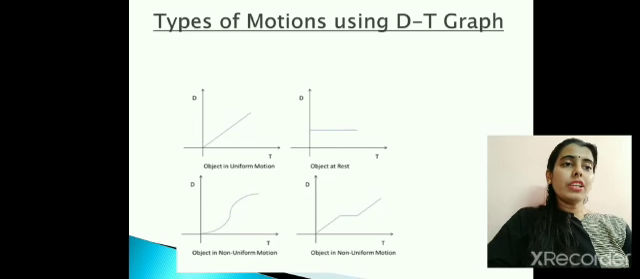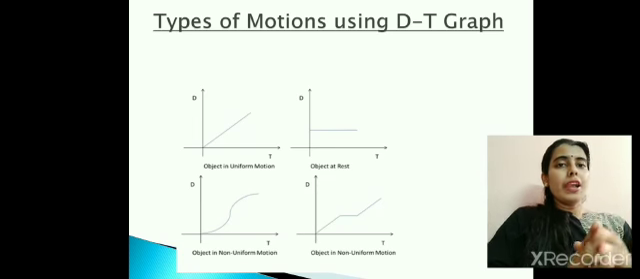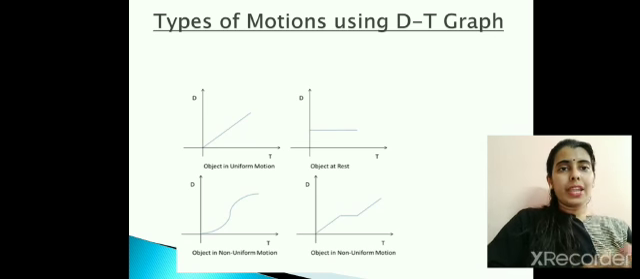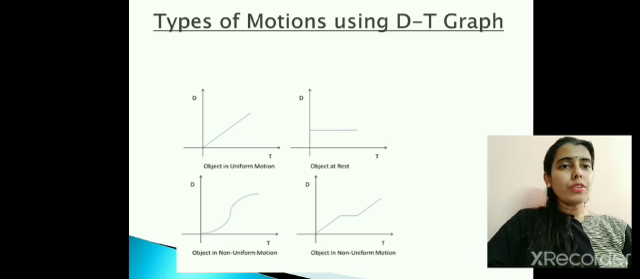So today we have learned about two types of motion. Motion is when an object is changing its position. If this object is changing its position with a constant speed, it comes under uniform motion. There we get a straight line graph. But in case of non-uniform motion, the graph is never a straight line.